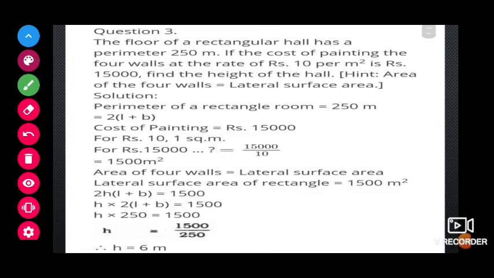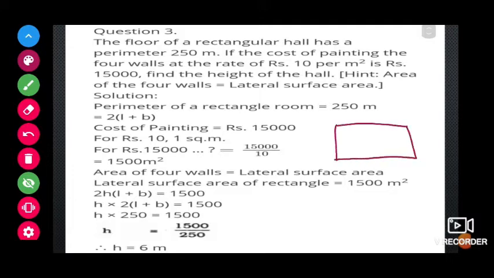Next one: the floor of a rectangular hall has a perimeter of 250 meters. If the cost of painting the four walls at the rate of 10 rupees per square meter is 15,000 rupees, find the height of the hall. Hint: area of the four walls is the lateral surface area. Here, children, what they are saying is the floor of a rectangular hall has a perimeter of 250 meters.